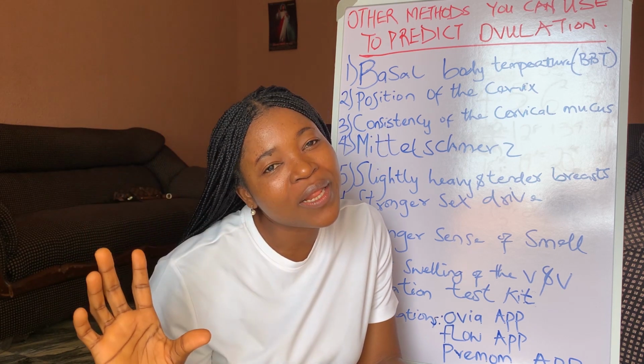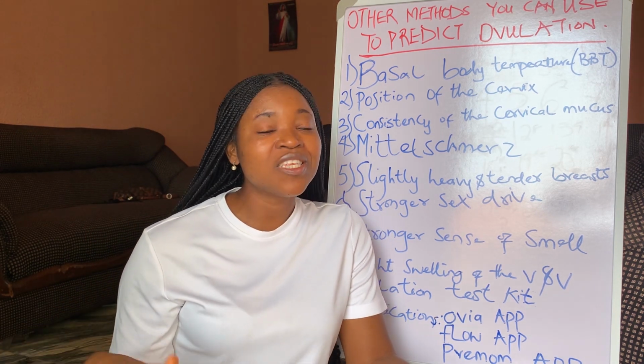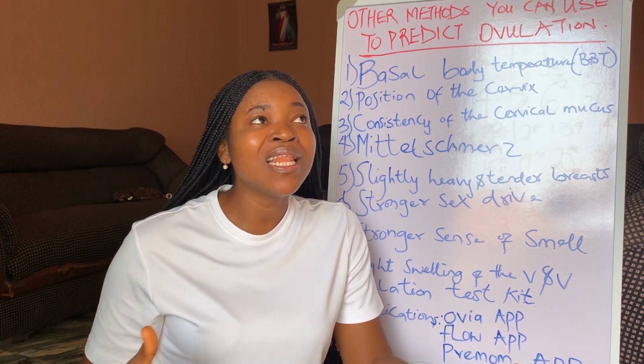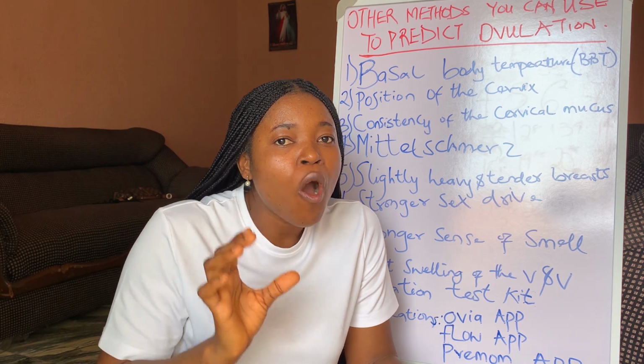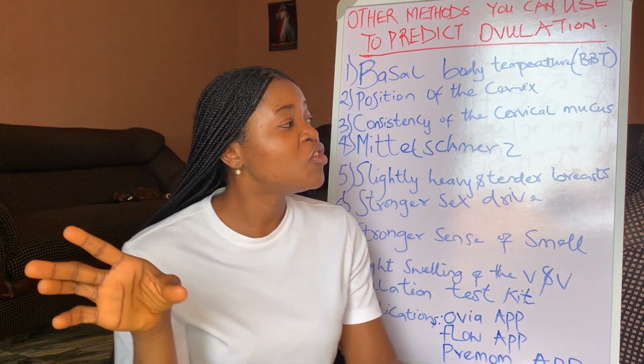When you're not ovulating, the cervix tends to be hidden, but when you're now ovulating, it opens up, it becomes softer, it even lifts forward and upward. All this is to facilitate the entrance of sperm into it.